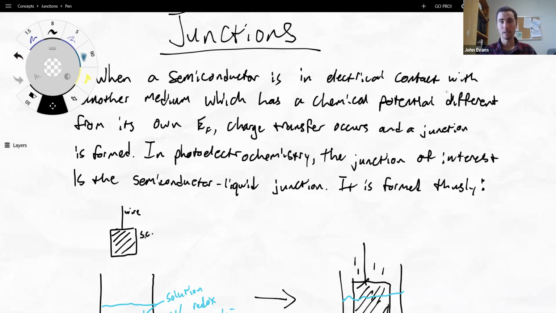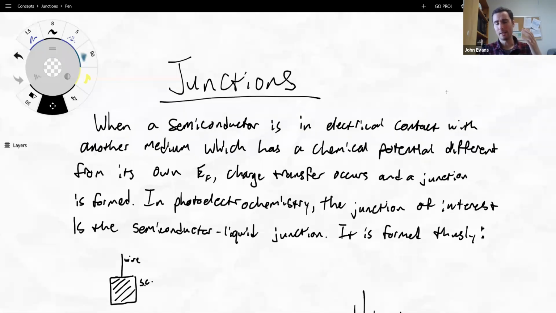So we talked last time a little bit about the basics of a junction, how it's formed, sort of conceptualizing what's going on. So essentially what happens is that a semiconductor is in electrical contact with some other medium that has a chemical potential different from its own. And then due to this difference in chemical potential, we get charge transfer across the interface, and then we get these electric fields, which cause this junction thing.